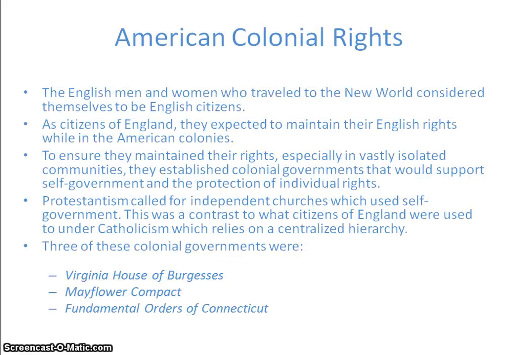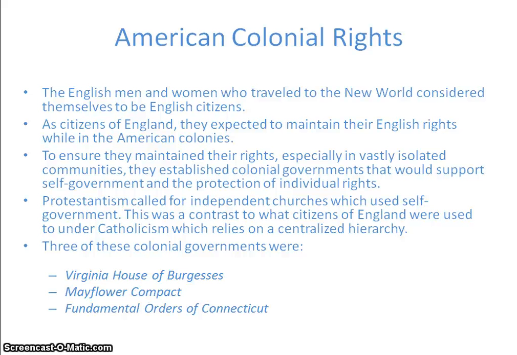Significance. All right, American colonial rights are going to continue to evolve under so many different documents and groups of people. Remember, the English colonists do consider themselves to be English citizens. As a result, they want to make sure that they can maintain their English rights even though they are across the ocean. Even though there's a whole ocean separating them from the mother country, they want to make sure that they are treated as English citizens.